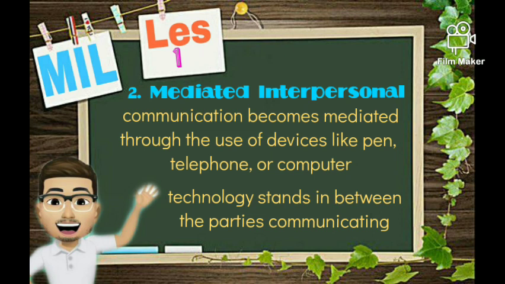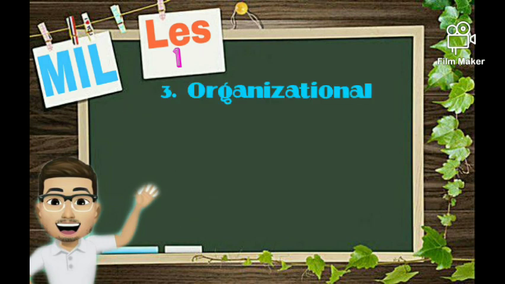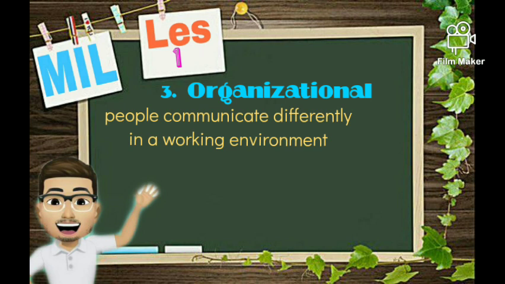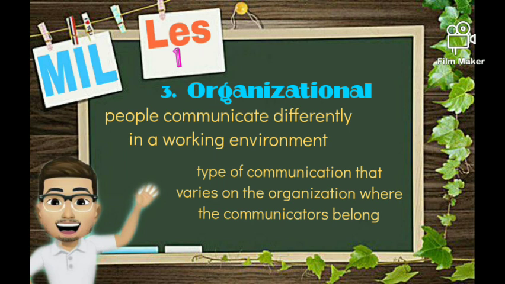And then lastly, we have organizational communication. So people communicate differently in a working environment. For example, an email sent by the school principal to all the academic personnel to communicate a new policy. So this message flows through the faculty meetings, memorandum posted on the bulletin boards for the personnel to see, or in conferences and seminars. So this type of communication varies on the type of organization where the communicators belong.